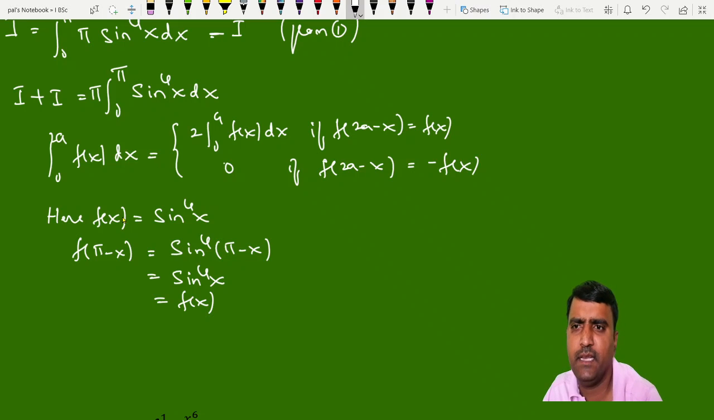Then this can be written as, on the left hand side, I plus I can be written as 2I. 2I is equal to pi into s. We can write integration from 0 to 2a of f of x dx is 2 into integration from 0 to a of f of x dx when it is satisfying this property. Here of course it's satisfying the same. In place of 2a we have pi. F of pi minus x is equal to f of x.